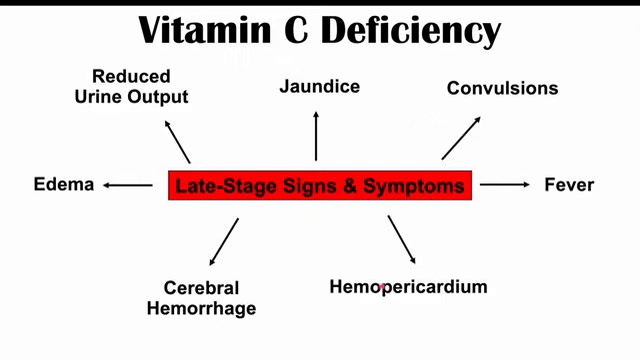As we've seen throughout this lesson, there are bleeding risks from vitamin C deficiency, some very minor as we see those petechiae and purpura, but some more significant like the hemopericardium and cerebral hemorrhage that can occur in severe and long-lasting scurvy cases. So if you want to learn more about vitamin C deficiency and scurvy, please check out my full lesson on this topic.